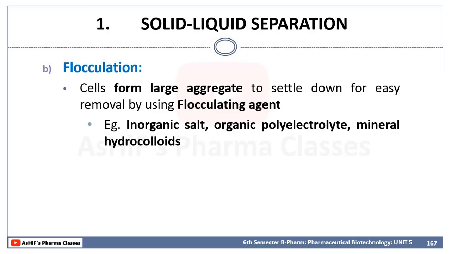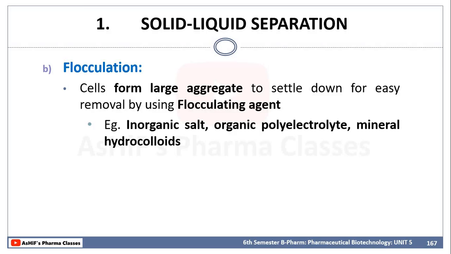We have already studied the different types of suspension. In a flocculated suspension, the main property is that there will be an aggregation of the particles. It will not be like a small fine particle. It will be aggregated, loosely aggregated, and these are what we call floccules.